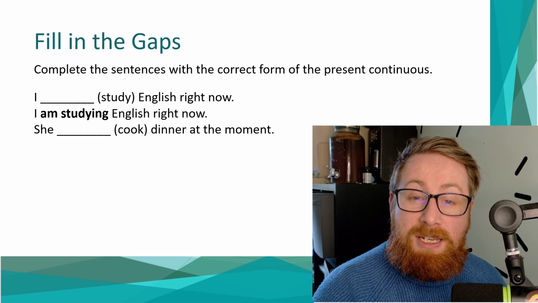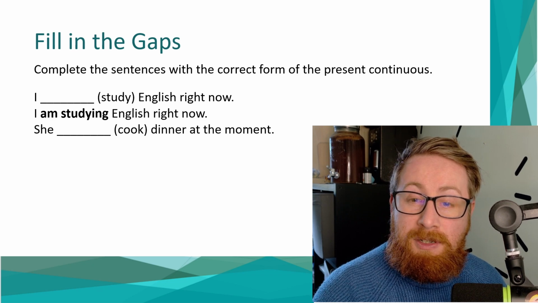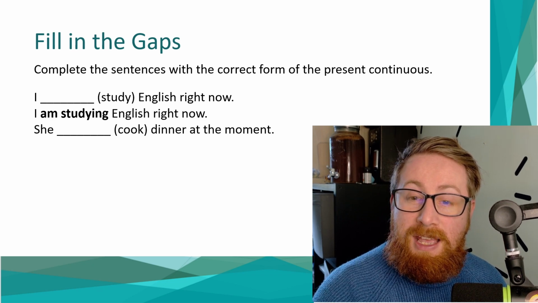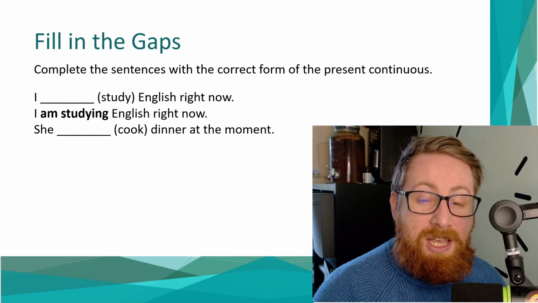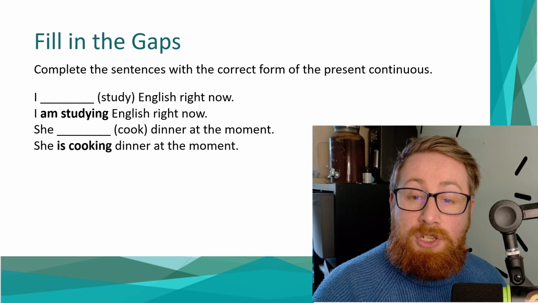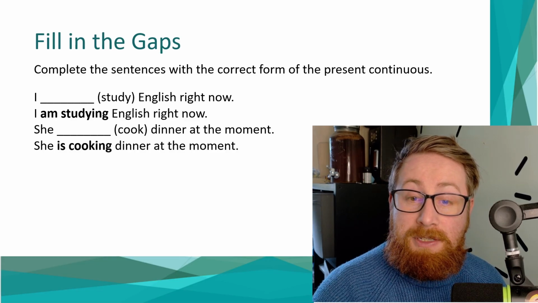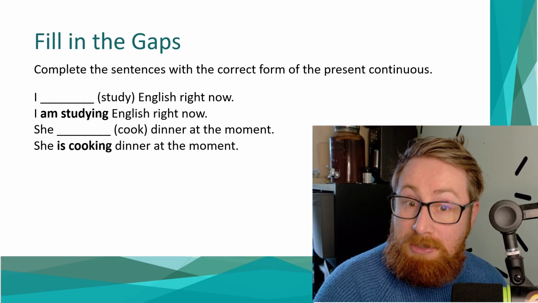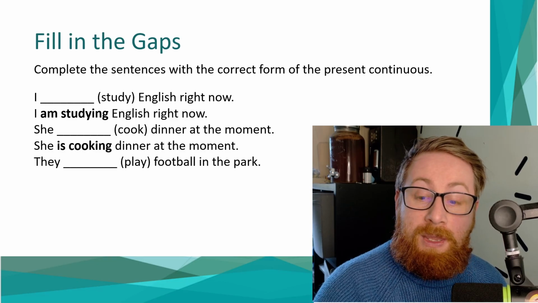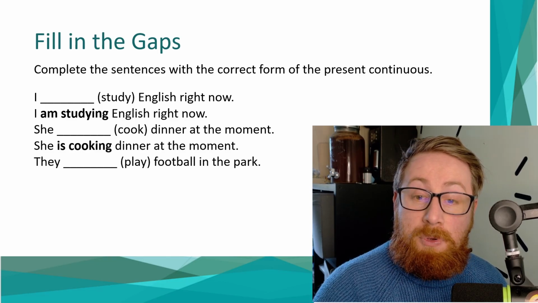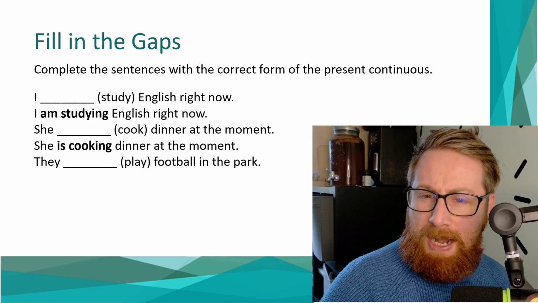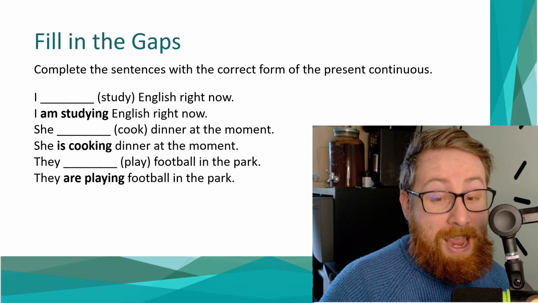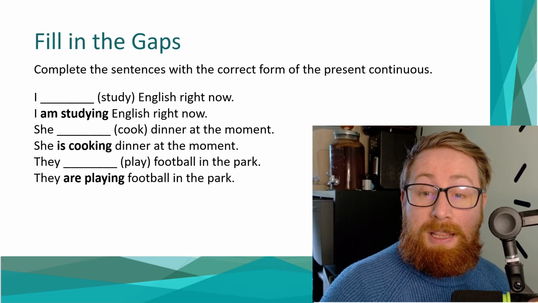She cooked dinner at the moment. So we'd use is, and cook becomes, add ing, cooking. She is cooking dinner at the moment. And at the moment, once again, tells us it's happening right now. They play football in the park. So we're using are with they. And what happens to the verb to play? They are playing football in the park.